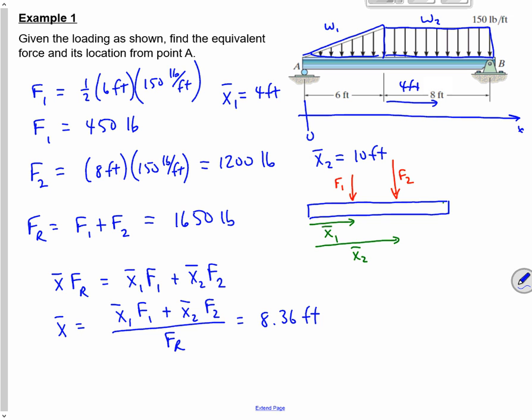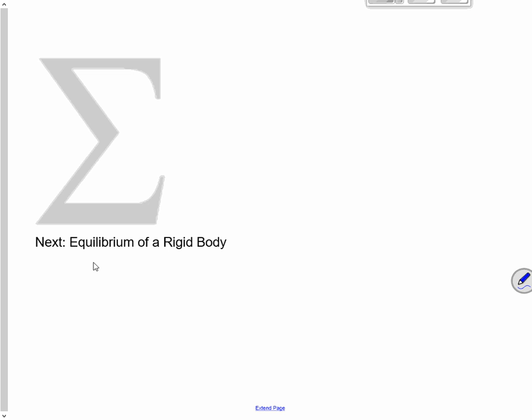And that's the basic plan. Next time we'll start talking about equilibrium of a rigid body.